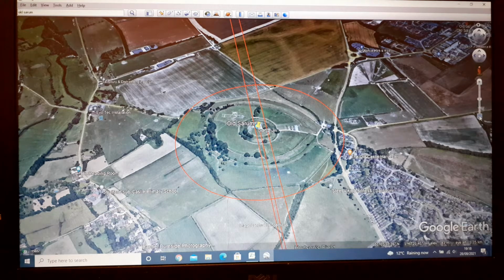and what I want to show on this video is the distance between Old Sarum and Avebury, because my theory is that Old Sarum is the megalithic capital of the UK, and it represents the sun. And the name Old Sarum or Old Saros suggests that it does indeed represent the solar cycle.